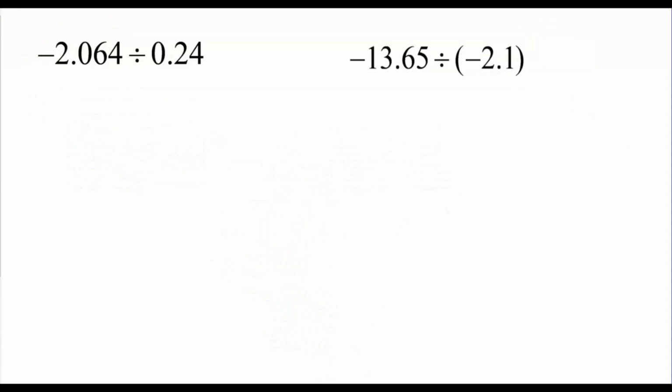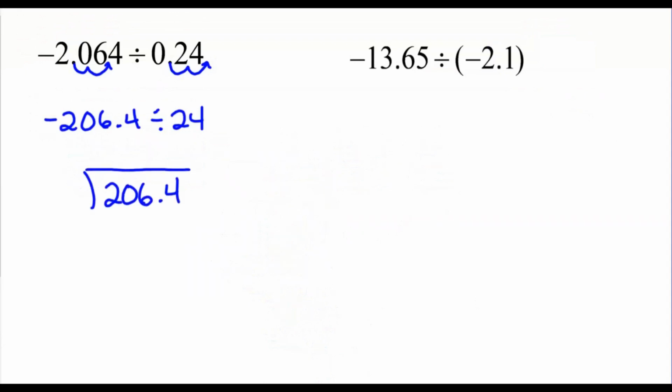A couple more examples here. Now we've got positives and negatives involved. Again, we're going to use our same rules for dividing with positives and negatives. This is a negative divided by a positive number, so our quotient is going to be negative. So we have to remember to put a negative on our answer when we're done. We're going to move the decimal to the right until our divisor, the 0.24, is a whole number, and we'd have to move the decimal 2 times to do that. So I'm going to move the decimal 2 times in the dividend as well, and this becomes negative 206.4 divided by 24. This is an equivalent division problem.